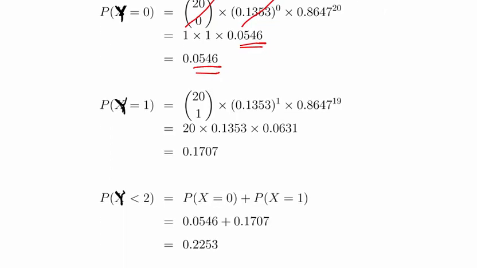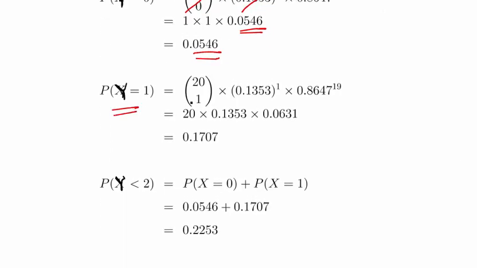Likewise, we repeat the calculation for probability of y equal to 1. 20 choose 1, that's 20, times 0.1353 to the power of 1, that's 0.1353. Simple as that. And a very similar calculation to what we've done before, 0.8647 to the power of 19, bit of calculator work, 0.0631. And that should equal 0.1707, allowing for a bit of rounding error.